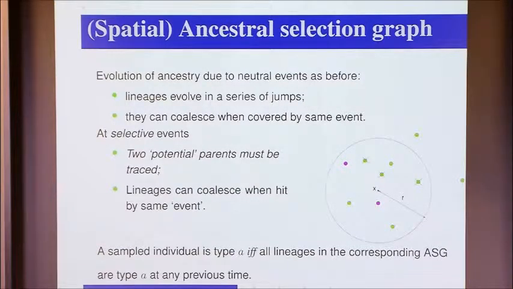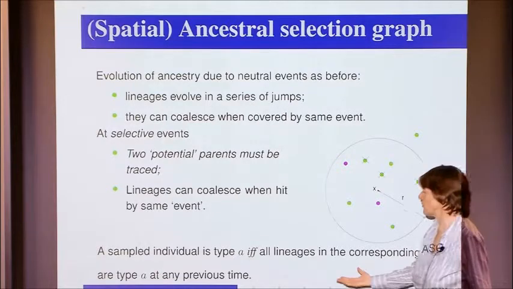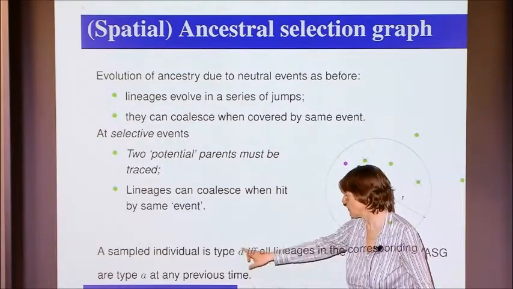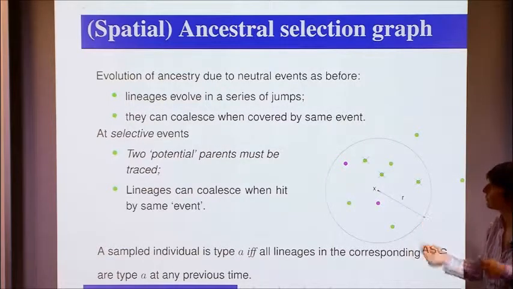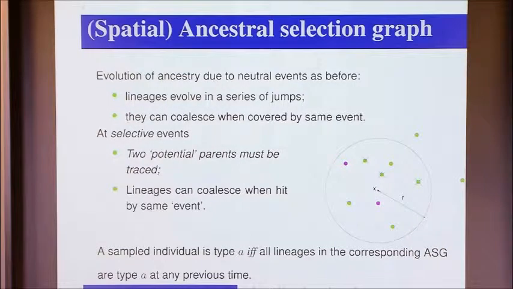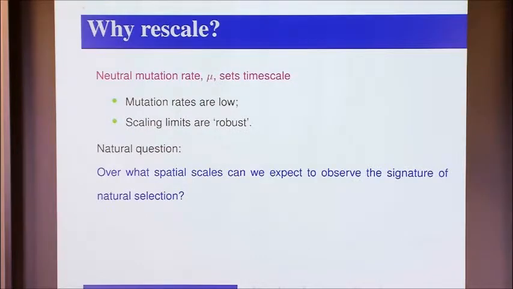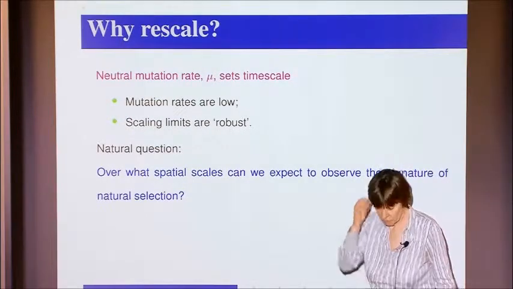And one thing that makes this kind of fun, actually, is that if I want to know things like what's the probability a sampled individual is type little a, well, only if and only if all the lineages in this set of potential ancestors are of type little a at every previous time. And that actually allows me to say things about the way that the allele frequency spreads forwards in space. But let's use it to answer this question: when have I got any hope of actually seeing a selective sweep?